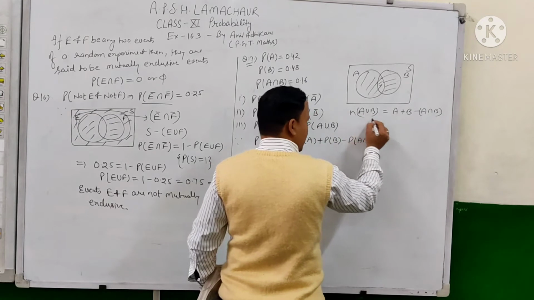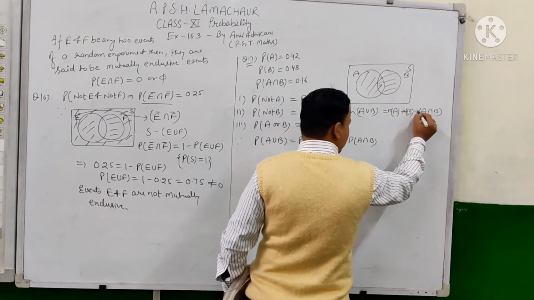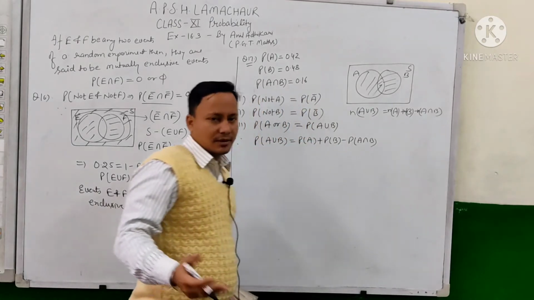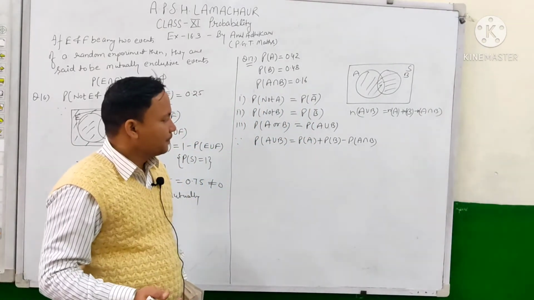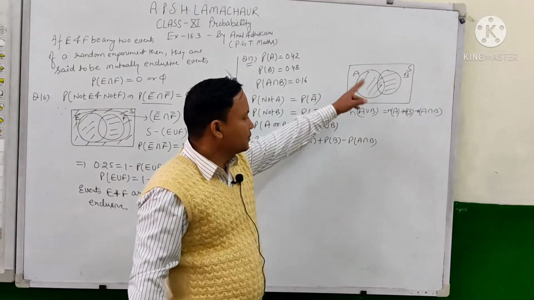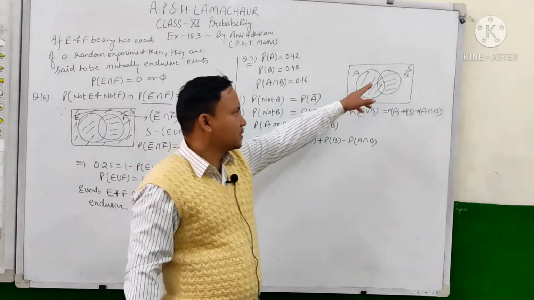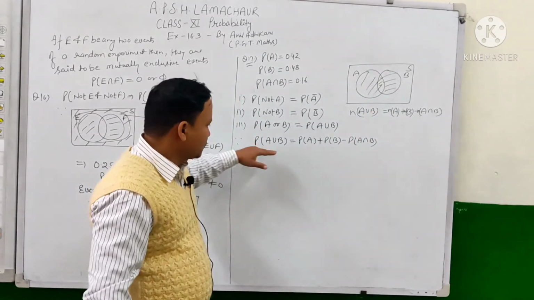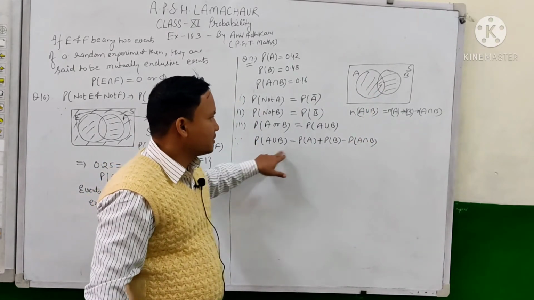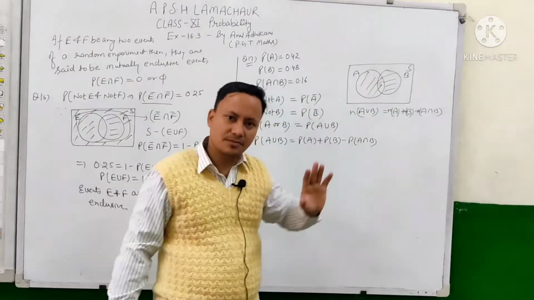In number form you can write n of A union B is equal to n of A plus n of B minus n of A intersection B. In set theory you have learned it in earlier classes. So here we are interested to find the probability of the union of A and B, where A and B are the events which are associated with this sample space. So this is the formula: probability of A union B is equal to probability of A plus probability of B minus probability of A intersection B, okay.